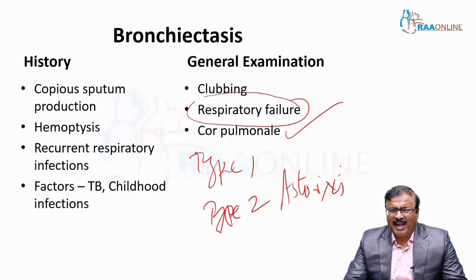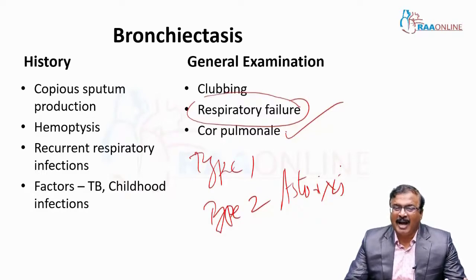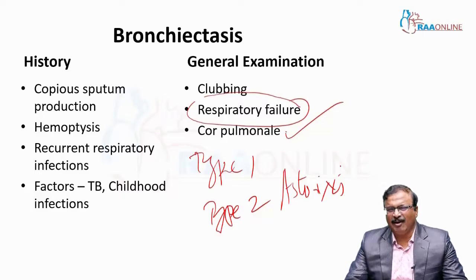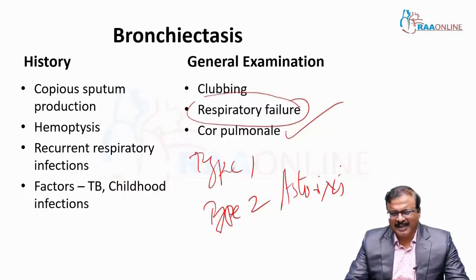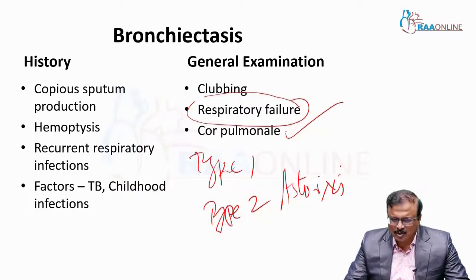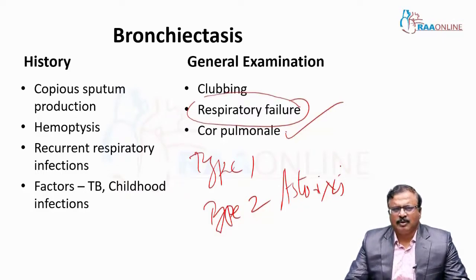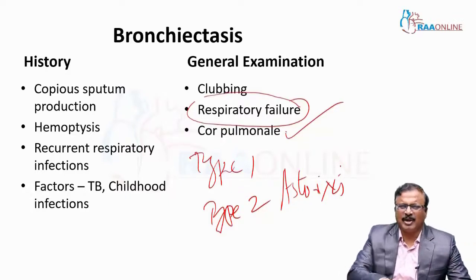JVP will have specific waves if there is cor pulmonale. Because of pulmonary hypertension, the patient can have a prominent A wave. Then, with chronic pulmonary hypertension, there can be a secondary tricuspid regurgitation. These are rare. We don't see them in clinical practice. There could be B waves also, but what is classically seen is the A wave. History, general examination, very important.